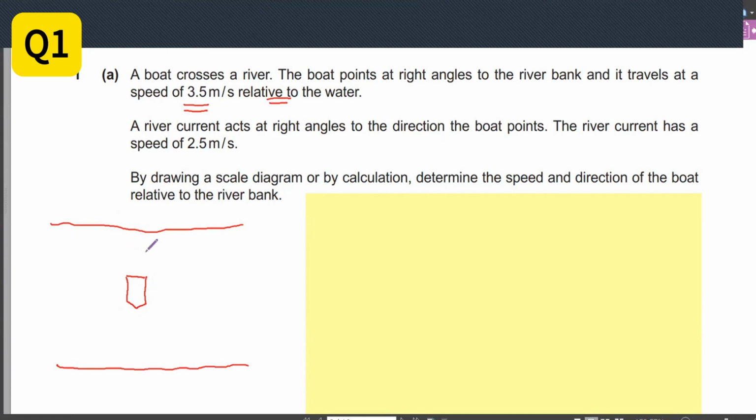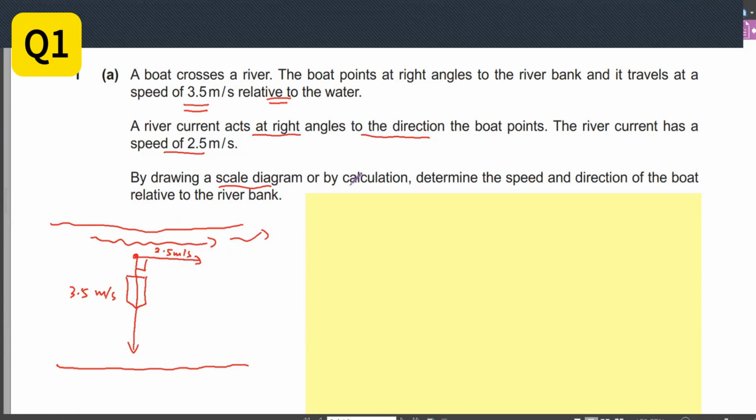So we can say something like this. The boat is trying to move at 3.5 meters per second. But we have a current at right angle to the boat. For example, the river is flowing this way, at right angle, 2.5 meters per second. So yeah, river current 2.5.